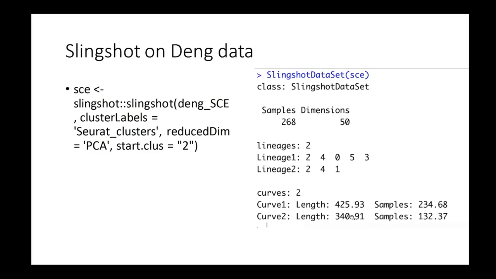You have the length of the curves. This length will be the sum of the spanning tree, so all the information you have of distances between your clusters, such that you might know how big they are. And here you have an understanding of the samples. The samples means the number of cells that you have on each curve. This looks very weird because it's not an integer number. And this is because some of the cells might be part of several lineages.